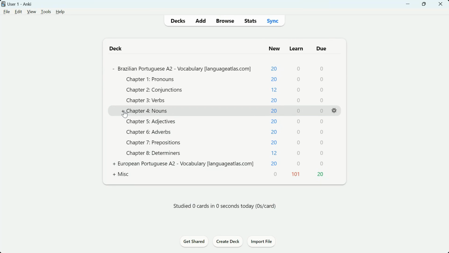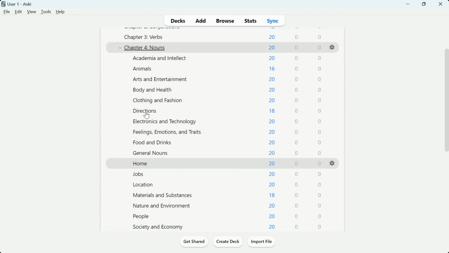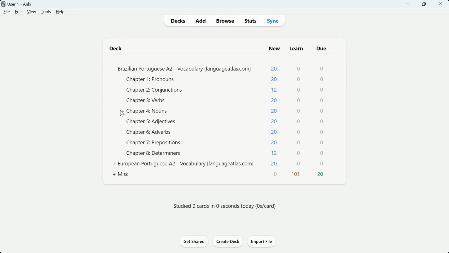Now I'd like to go to the second point, which is to show the course content. And I mentioned before that I will use 3 Anki decks to showcase this. I will use from Brazilian Portuguese 2 decks and 1 deck from European Portuguese A2. So from Brazilian Portuguese, I will look at chapter 4 nouns, home. Then I'll go to chapter 5 adjectives. And then within European Portuguese, I'll just show the verbs deck.